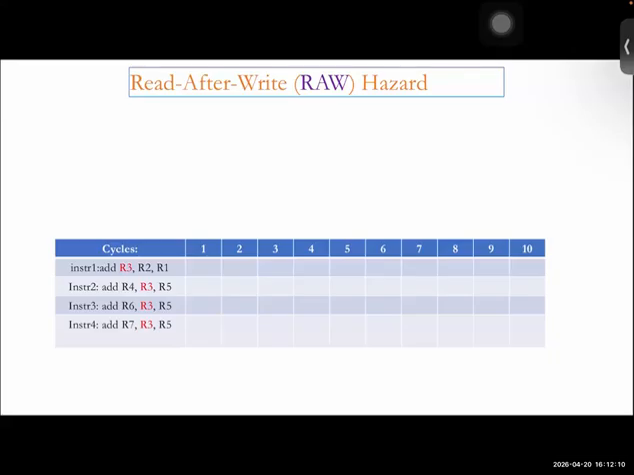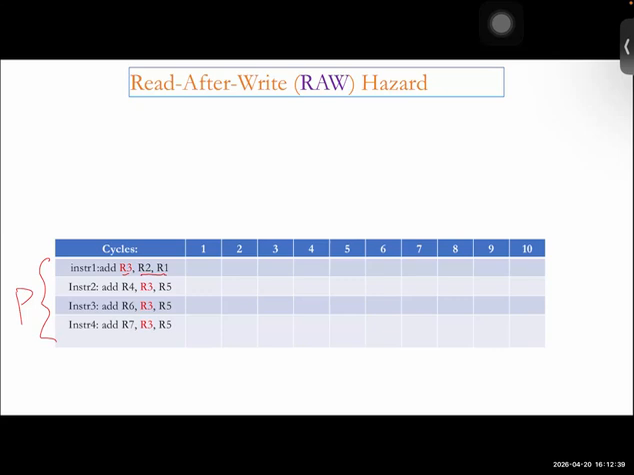Consider this read after write hazard and find the solution. In a given program P, there are four instructions. The sequence of instructions: Instruction 1 adds the values of R2 and R1, and the result will be stored into R3. That is the first instruction.